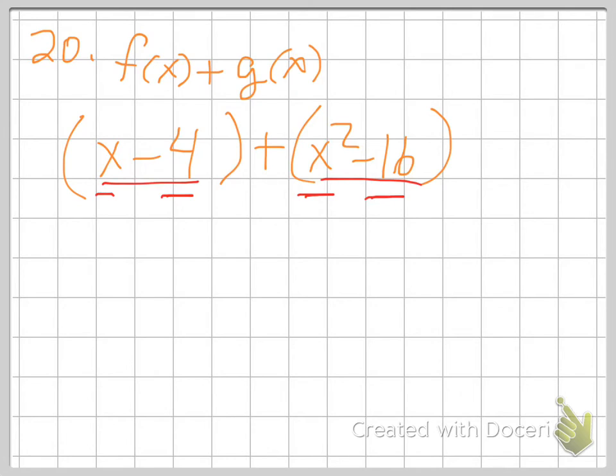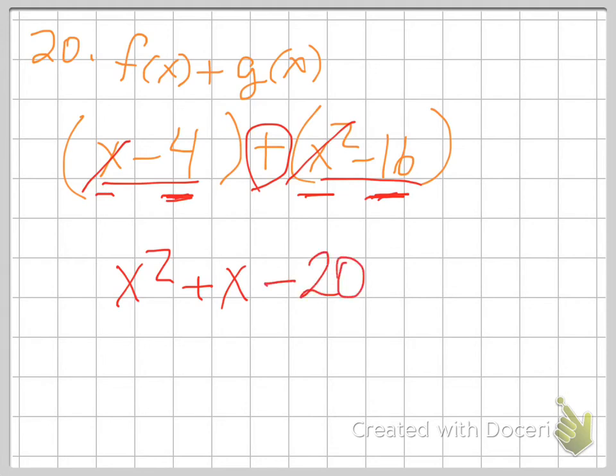I only have one x squared, so I'm going to write x squared, and I'm done with that. Then I have an x, that's a positive x, so I put plus x. Now I'm done with that. Now I have negative 4 and negative 16 as constants, and I'm adding them together. So, negative 4 plus negative 16 is negative 20, so I'm going to write minus 20. And there's my answer for adding those two binomials together.